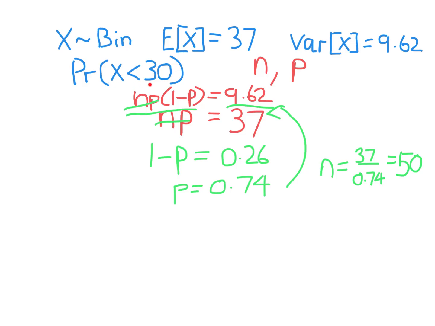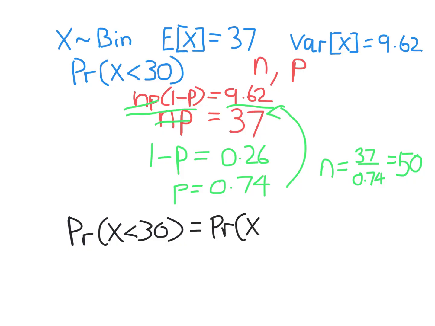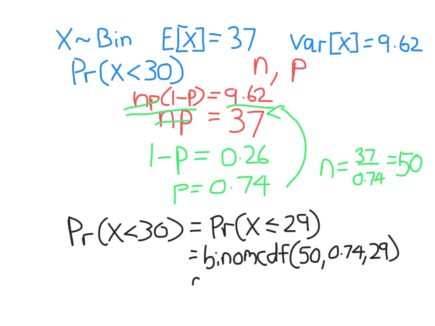Now that I know n and p, I can calculate probabilities using the binomial distribution. Because I'm not after the probability of a specific value, I won't use the PMF. I will use the CDF. Use the CDF when you want to calculate the probability over a range of values. Because x can only take whole number values, the probability of being less than 30 is the same as being less than or equal to 29. Putting that on the calculator, we get about 0.01.